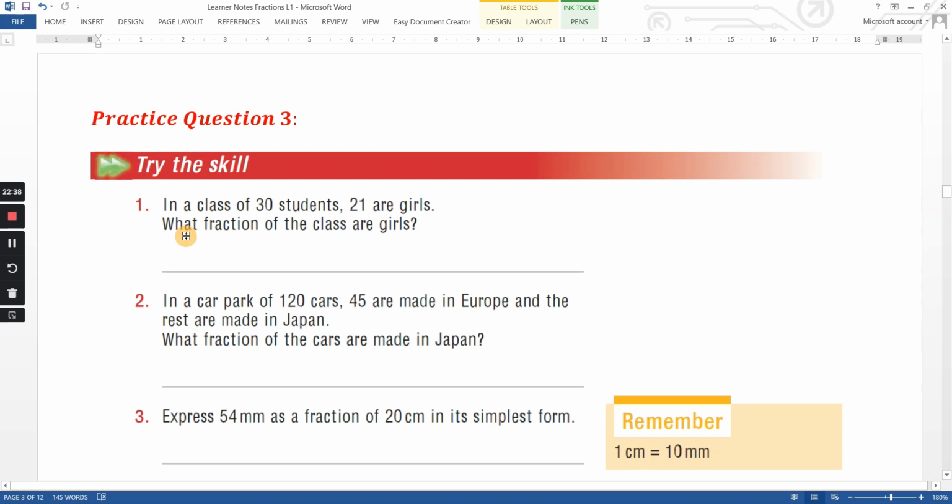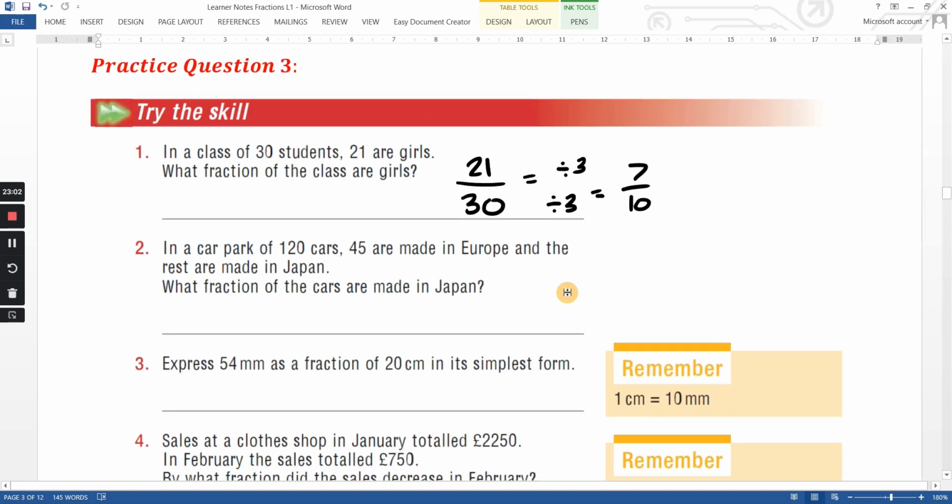So number 1, in a class of 30 students, 21 are girls. What fraction of the class are girls? So I've got 21 out of 30. Yep, and if you simplified it, let's do that. So either this or this, whichever, makes no difference. Both answers are perfectly fine.